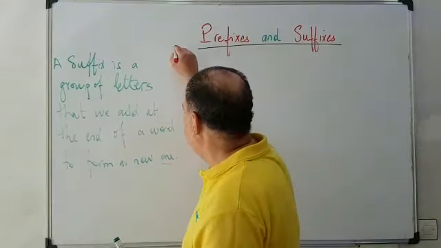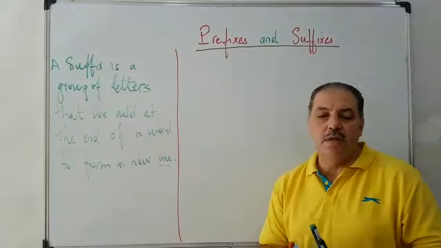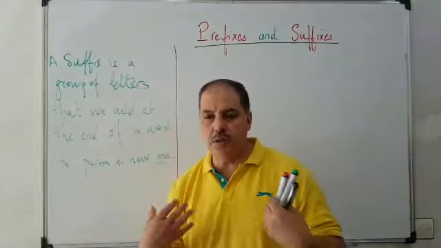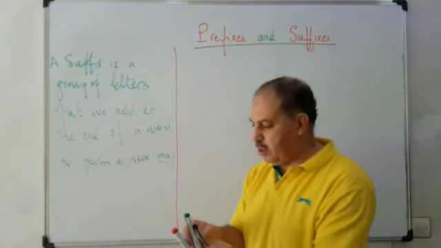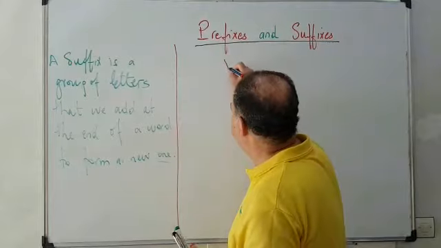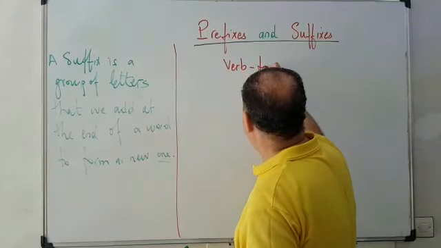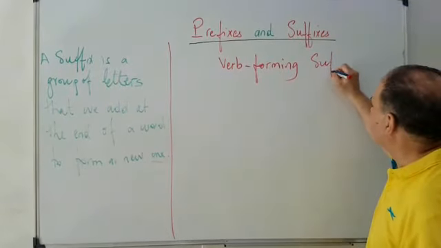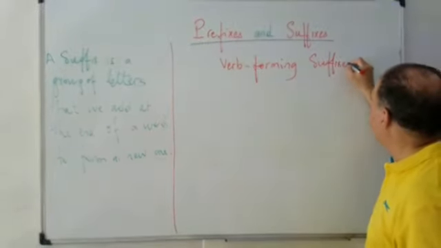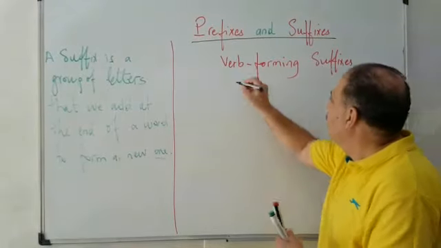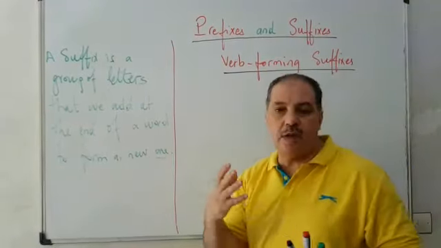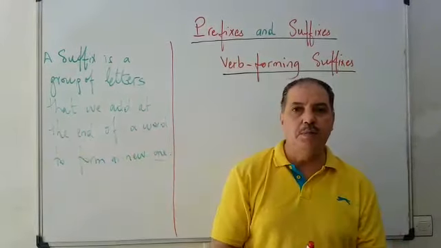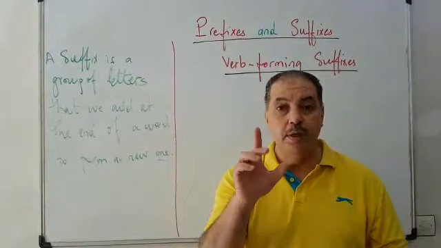I said that in my previous video we talked about prefixes used to form verbs. Now we are going to continue like this, but we are going to talk about verb forming, not with prefixes, but with suffixes. In English, there are some suffixes that we add at the end of a word to form a new verb, okay?